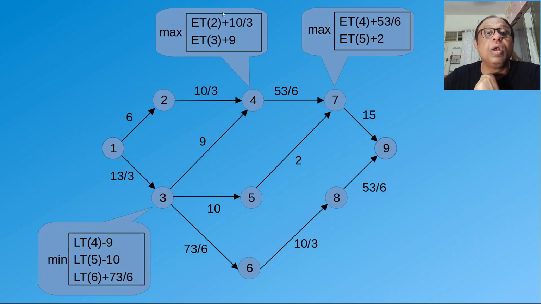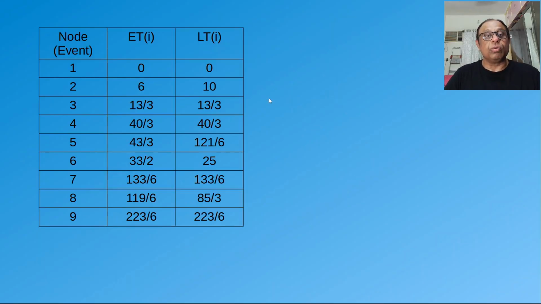So to calculate the early event time, we take the early event time of 2 and add the activity time of 2 to 4. Similarly, we take the early event time of 3 and add the activity time for 3.4. Once we have done that, we find the maximum of those, and that is the early event time for node 4. So that's going to be 40 by 3.